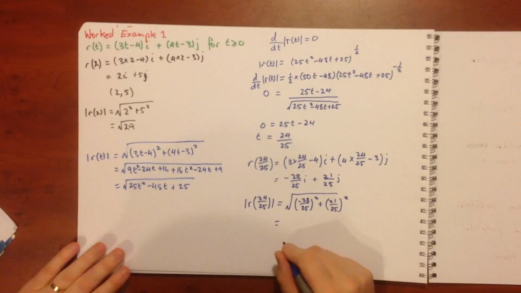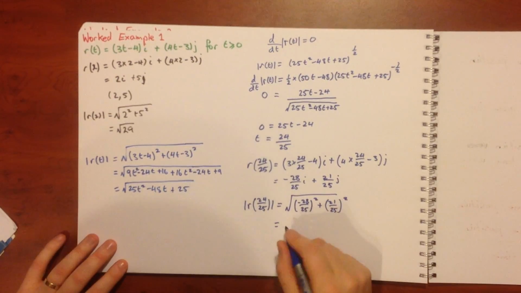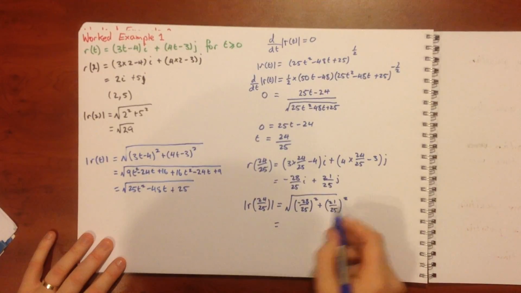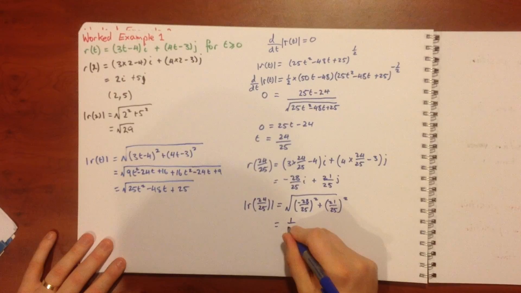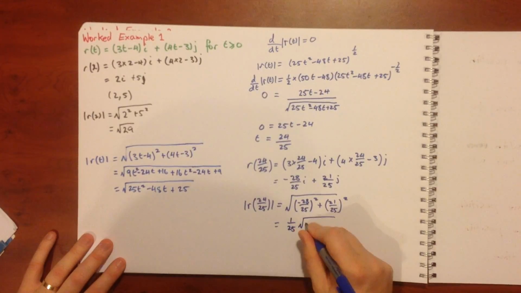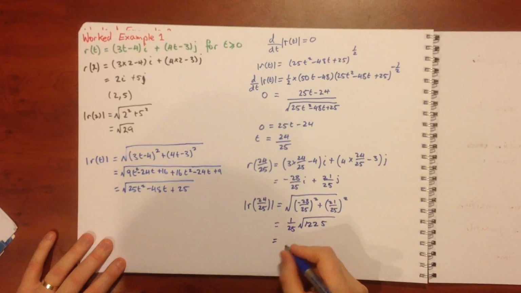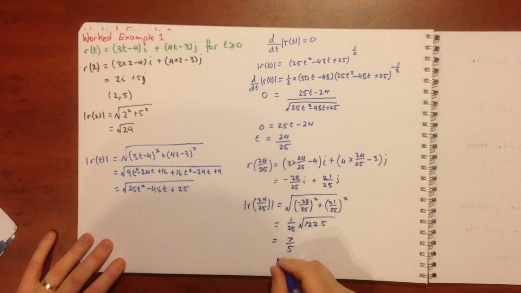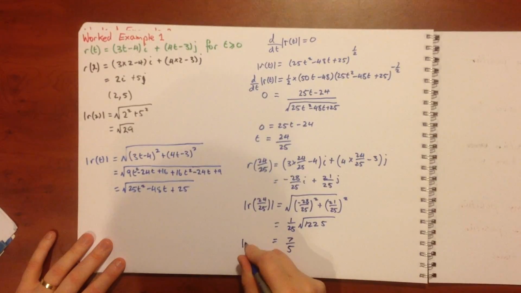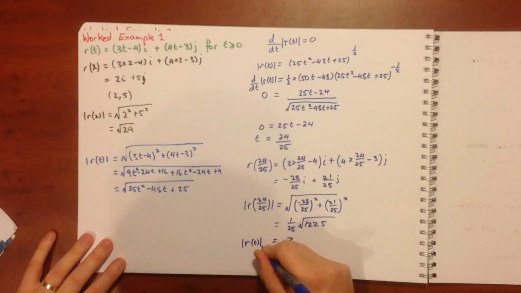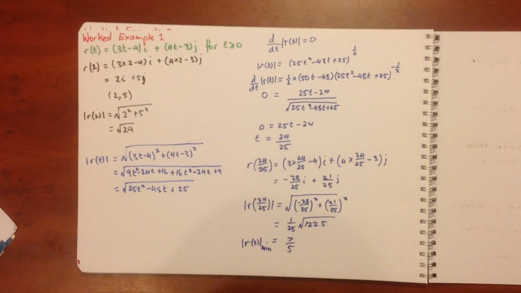Okay, when we do that, we get a result of, they simplify this a bit and say that we've got 1 on 25 times the square root of 1225, which simplifies right down to 7 on 5. Okay, so the minimum distance is equal to 7 on 5 units. Okay, so we'll keep moving on. We've got another worked example to have a look at.